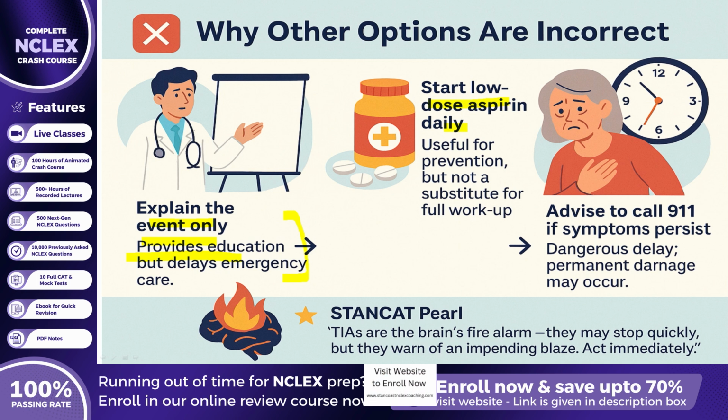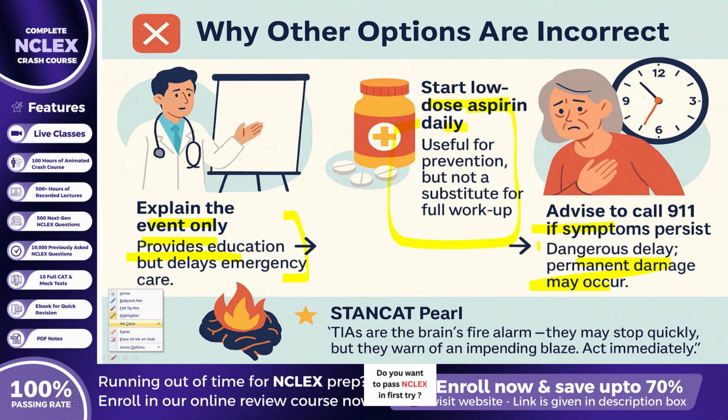The third choice, recommending low-dose aspirin daily, is also inappropriate at this stage. While aspirin is indeed used as part of secondary stroke prevention, it cannot substitute for a full diagnostic workup. Giving aspirin alone may delay more specific interventions and provide a false sense of security. Finally, the fourth choice, advising the client to call 911 if symptoms persist, is dangerous because it suggests waiting for symptoms to become continuous or worsen before seeking help. By that time, permanent neurological damage may already have occurred. Immediate evaluation is essential even if symptoms resolve completely.